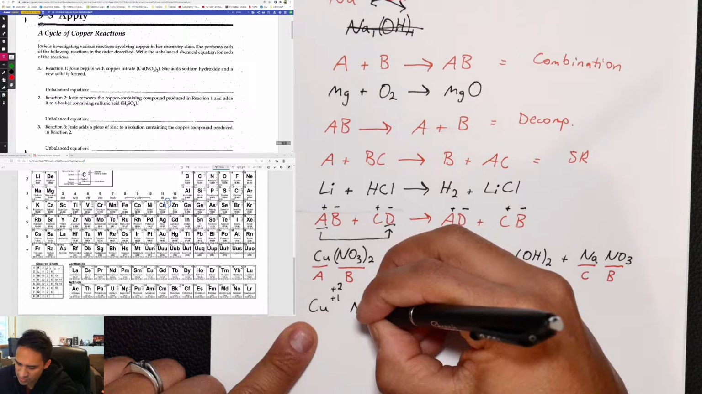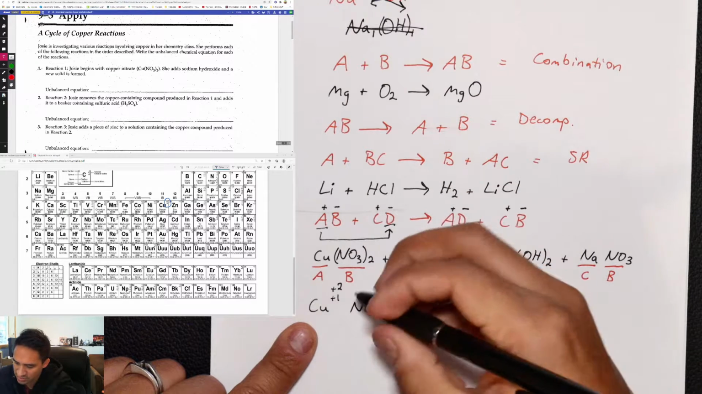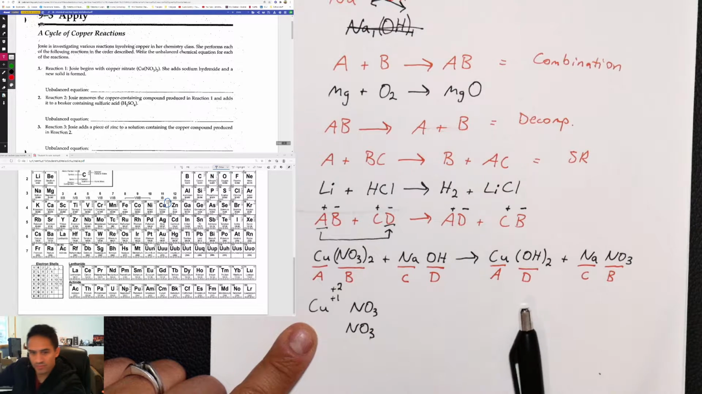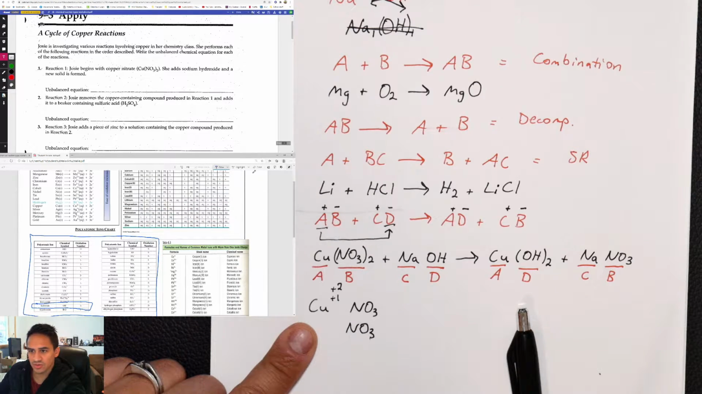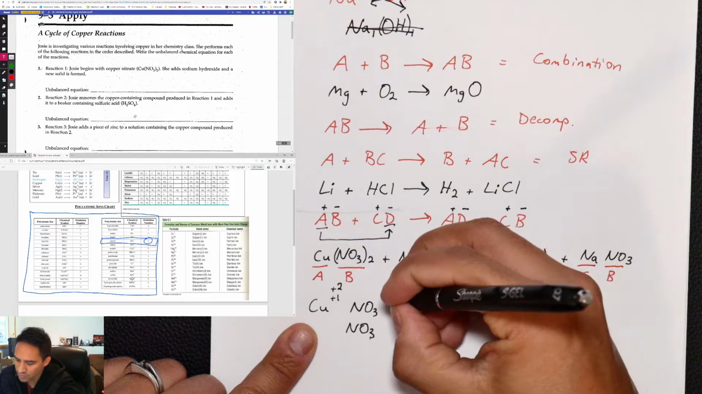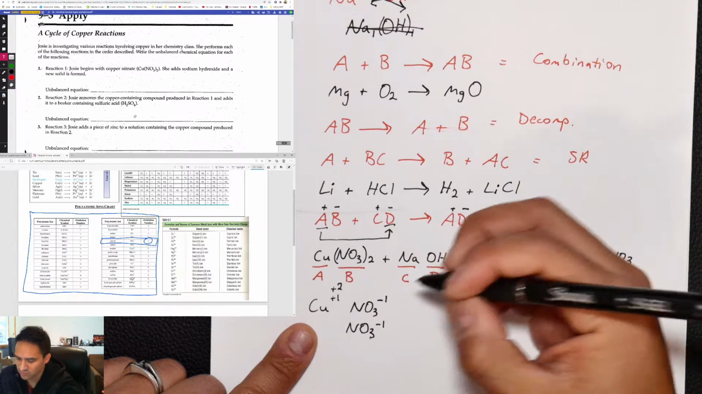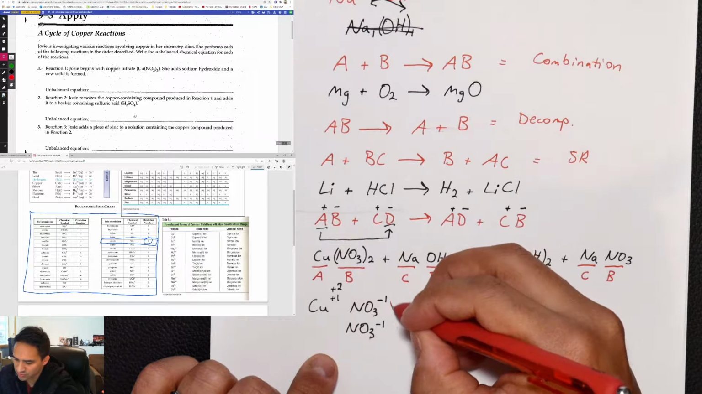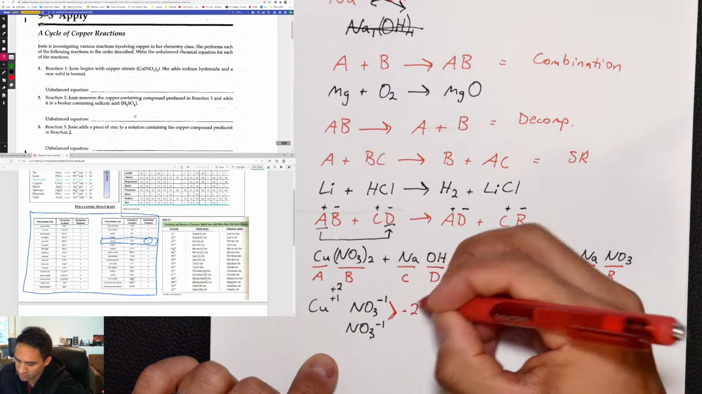In this case, it's bonded to nitrate. In fact, it's bonded to two nitrate ions. So nitrate is NO3, and there are two of them. If we look on our periodic table, nitrate is a polyatomic ion. So let's go to the back of our periodic table, and we find nitrate right here. Its charge is -1. So that means that these nitrates that I have written on my sheet each have a charge of -1. So the total charge of both of these together is -2. That's our total charge.